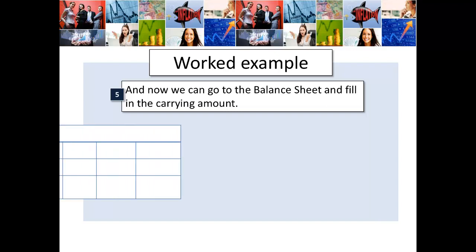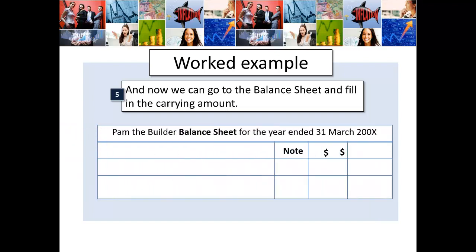And now we're going to go to the balance sheet, and it's dead easy now. Non-current assets, PPE, our note, our non-current assets are property, plant and equipment valued at $22,400.